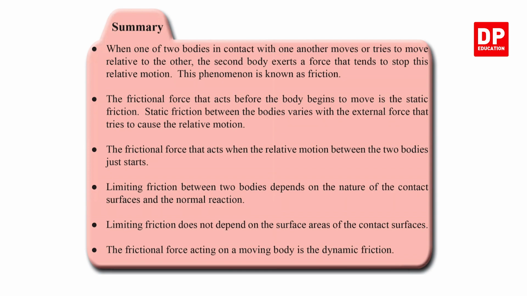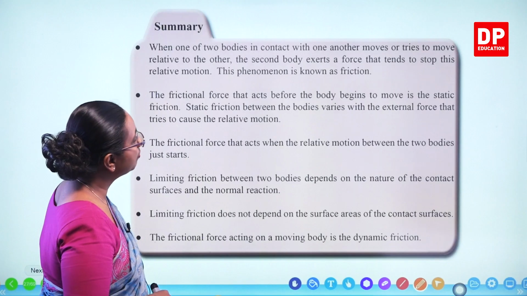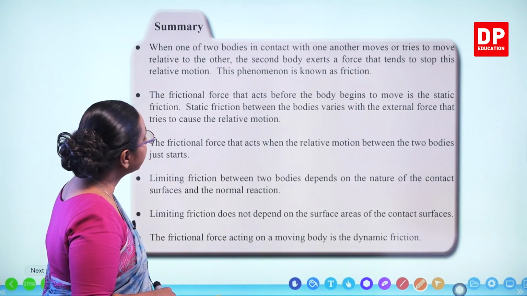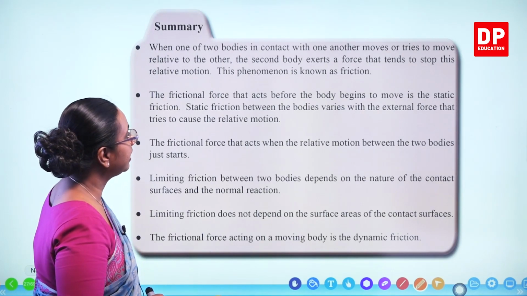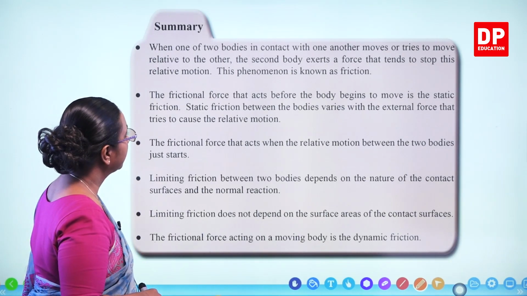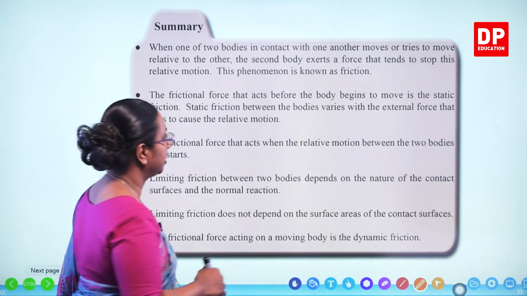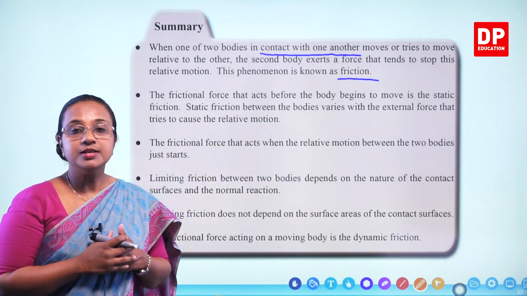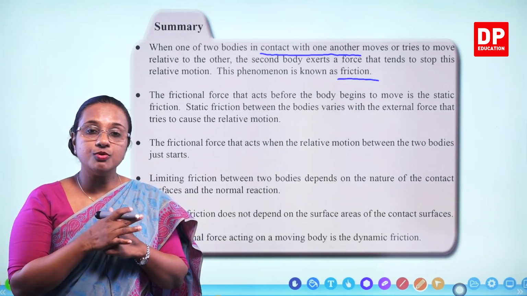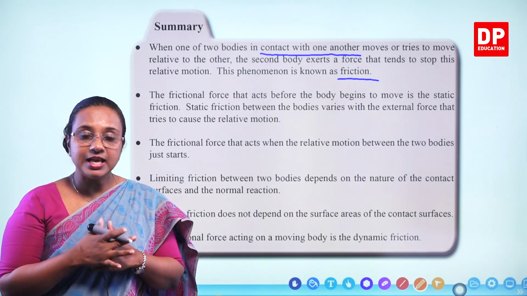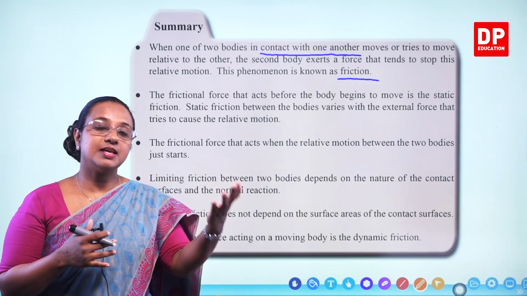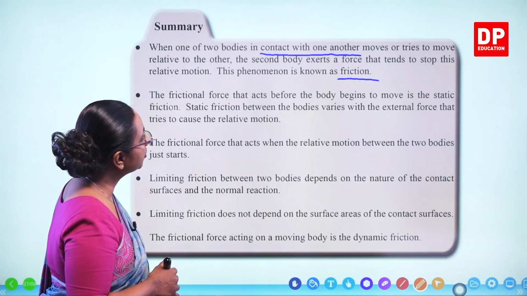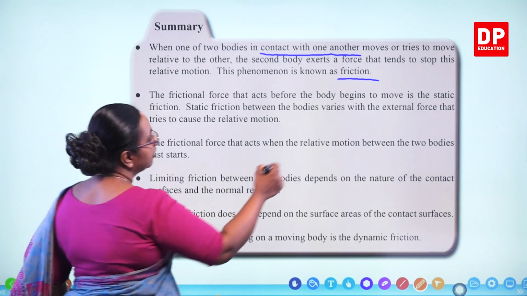When one of two bodies in contact with one another moves or tries to move relative to the other, the second body exerts a force that tends to stop this relative motion. This phenomenon is known as friction. So here we need to have contact with one another. There should be two surfaces. When one tries to move on top of the other or relative to the other, the second surface exerts the frictional force. The frictional force that acts before the body begins to move is the static friction.